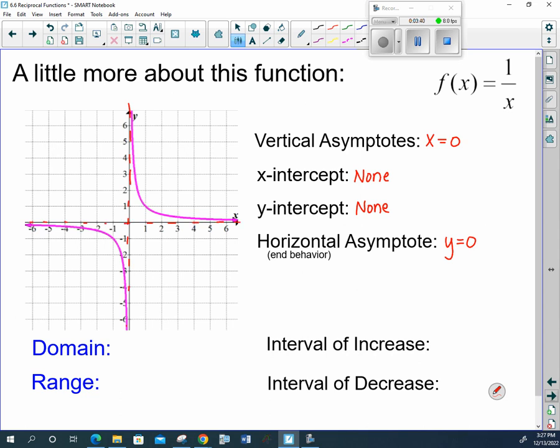But domain and range, yes. So the domain is going to be all reals, and keeping track that x cannot be equal to 0. We have to take out the vertical asymptote. And then the range is once again all reals, but y cannot be equal to 0. We have to take out that horizontal asymptote.